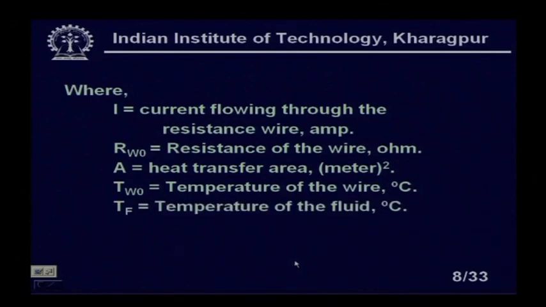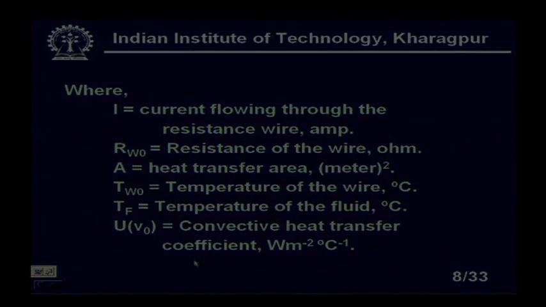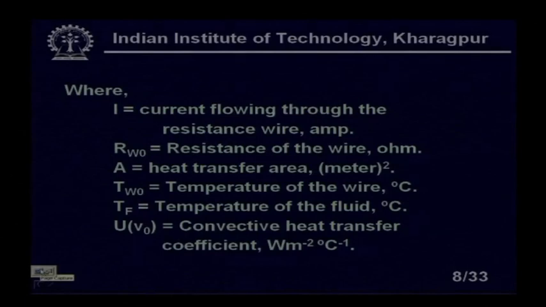TF is the temperature of the fluid in degree centigrade. UV naught is the convective heat transfer coefficient, which is in watt per meter square per degree centigrade. You will find this is for when there is no flow in the liquids, what is the resistance of the wire we are talking about. So, that will come later on, right. In addition to that, some resistance will come whenever there is a change of flow or the flow starts to act.